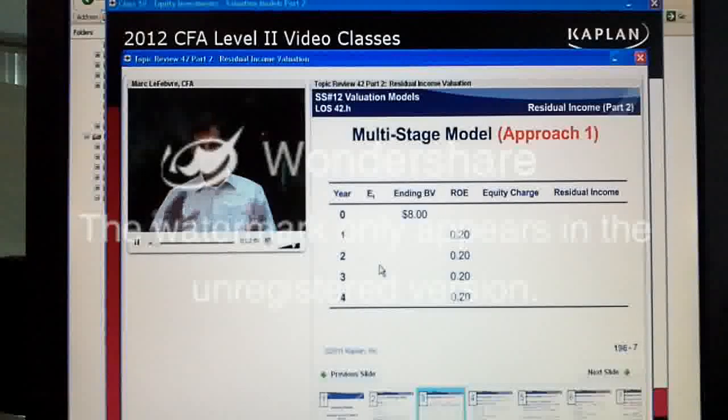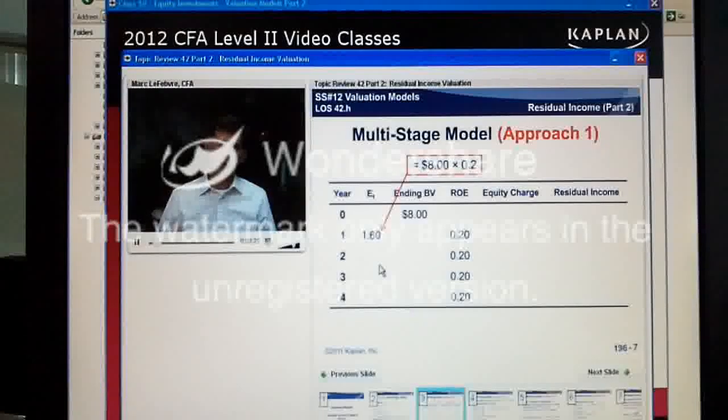So let me show you how we've taken the chart that we had earlier in the slides and turned it a little bit differently. If we walk through this first approach where the persistence factor, that omega, is actually 0, remember it had a range of 0 to 1, and 0 means that there's no competitive advantage, no persistence after the high growth stage where the ROE is 20% for 4 years. So we have the initial period where the beginning book value is $8. And remember, if we take the $8 times the ROE of 20%, we do get $1.60 in this case.